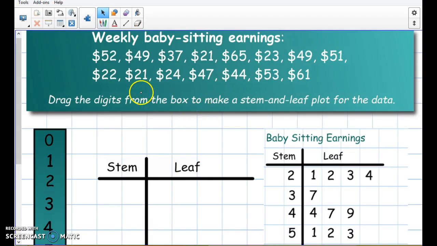Here's just another example with smaller numbers. We'll see we have the 21. 2 and 1 make 21, 2 and 2 make 22, 2 and 3 make 23, 2 and 4 make 24, so there's all the numbers just displayed there.